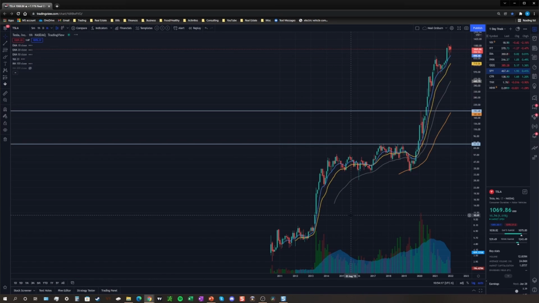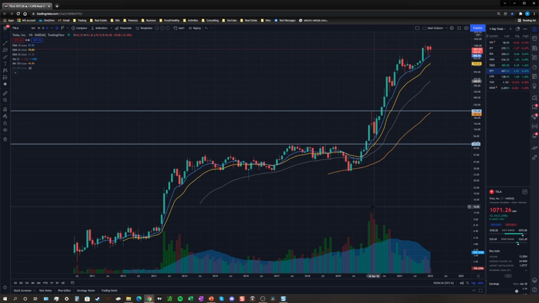Okay, so this is the chart of Tesla. The monthly chart for Tesla goes all the way back to early 2010, and we can see that it's had a pretty good run. It doesn't look anything abnormal. Had a pretty good run here. It's had a really good run over the past 2 years.